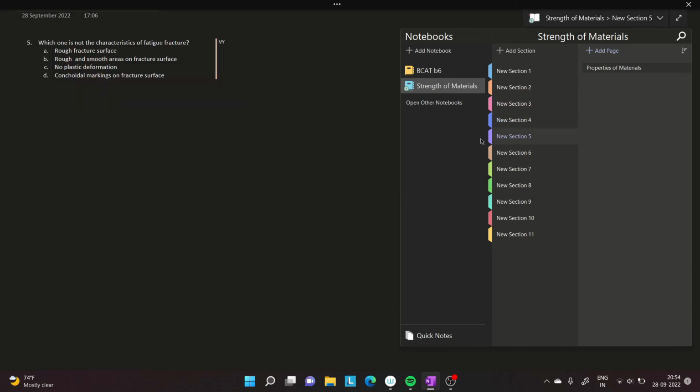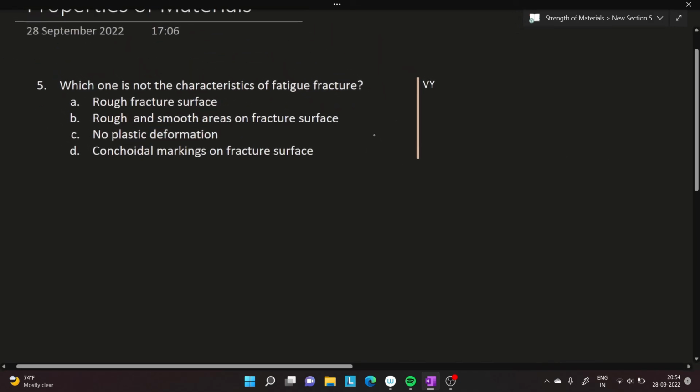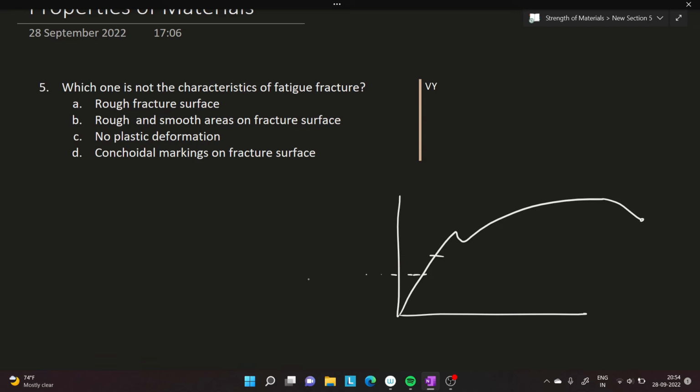Again, going to the next question. This is going to be the last question in this particular video, which is: which is not a characteristic of a fatigue failure, right? So in a particular stress strain diagram, let me first explain what is fatigue, and then we'll go to solve this problem. We are going to have a particular point under the elastic limit, which we call the endurance limit.